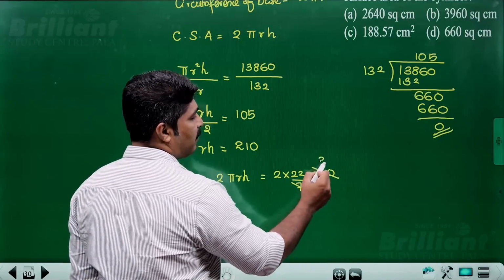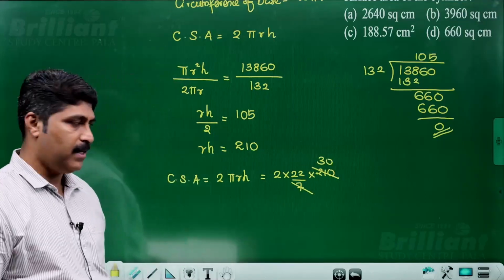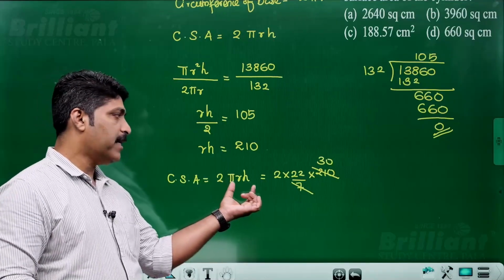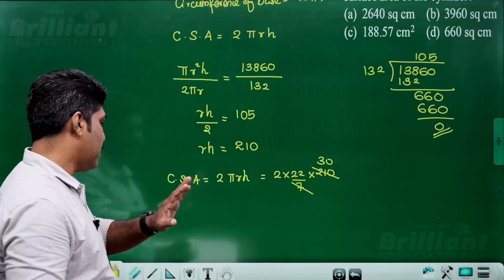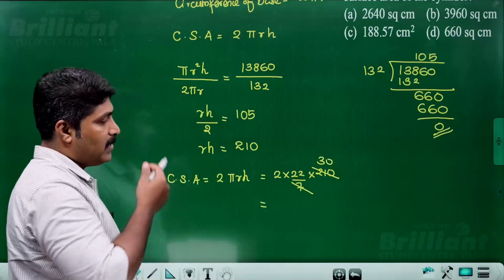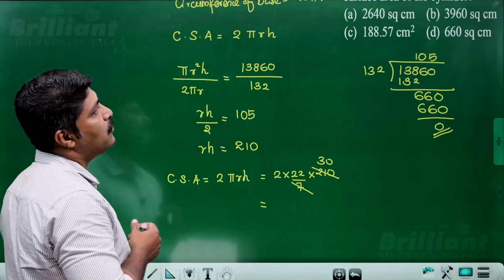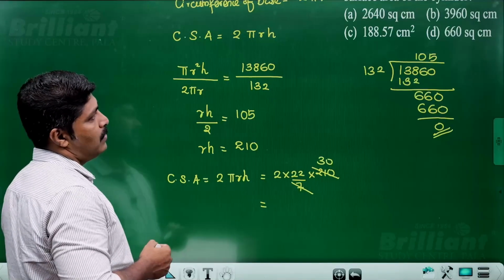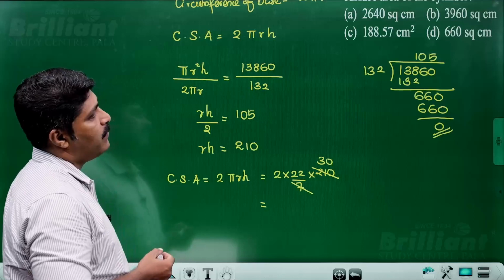Directly we can simplify it like this. Got it? That's a trick here. We already got the value of rh. Just substitute here, then simplify it. So how will it become? That's equal to 44 into 30. So what is this value?